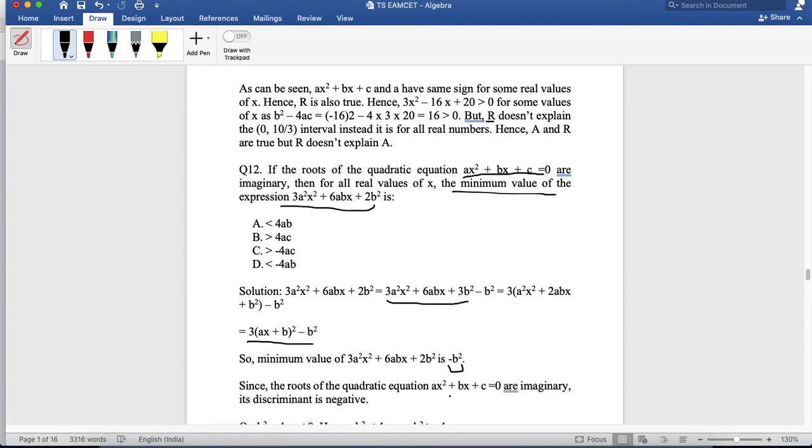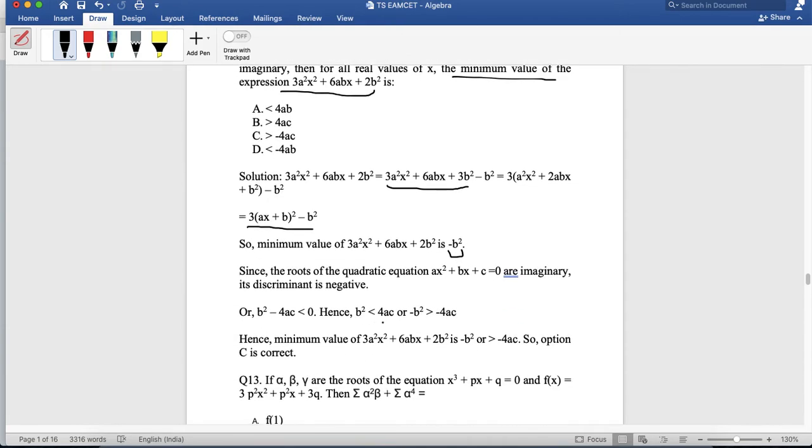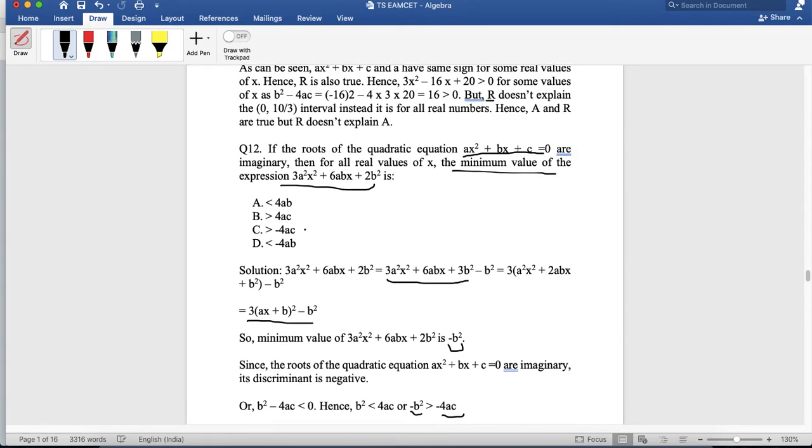And we know that the roots of this equation are imaginary. So b² − 4ac is less than 0, or b² is less than 4ac, or −b² is greater than −4ac. The less-than sign becomes a greater-than sign because I have multiplied both sides by a negative sign. Hence the minimum value, −b², is greater than −4ac. So option C is correct.